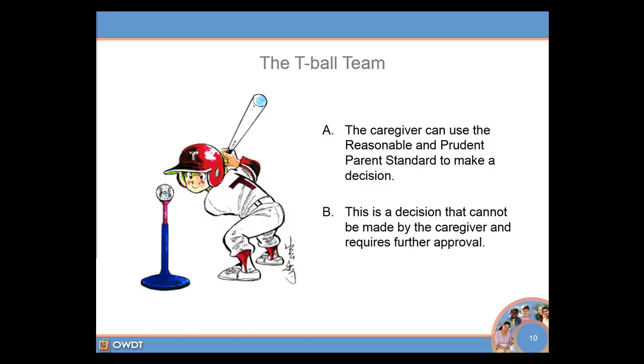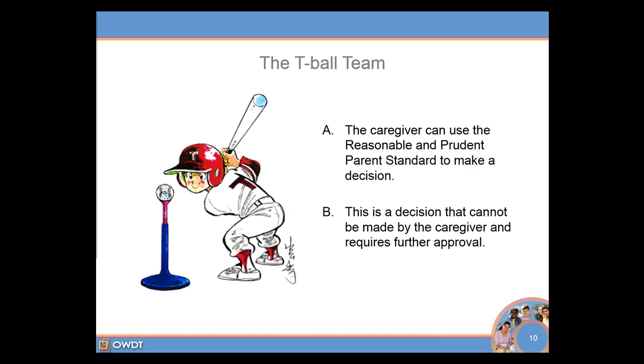The second example: a child's mother calls a caseworker upset that the foster parent signed her 7-year-old up to participate on a t-ball team and did not get her permission. The foster parent has 2 other children that are also going to participate on the team.